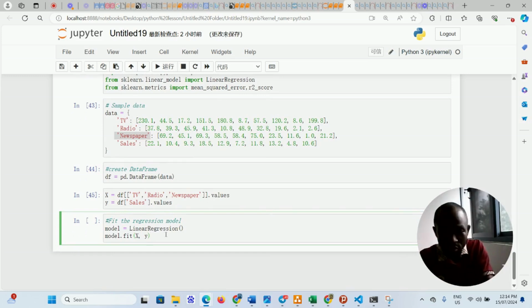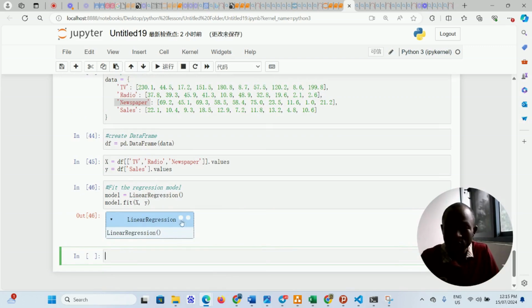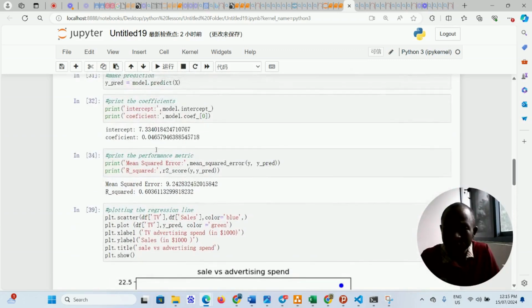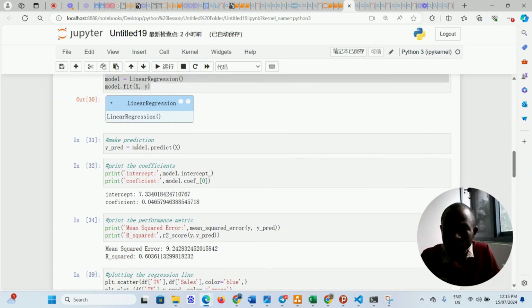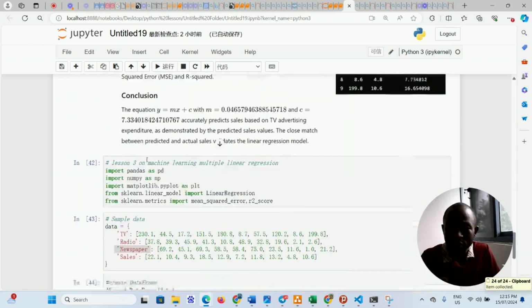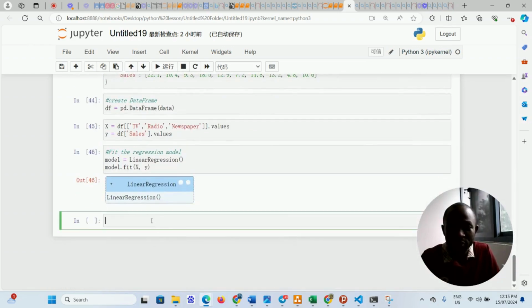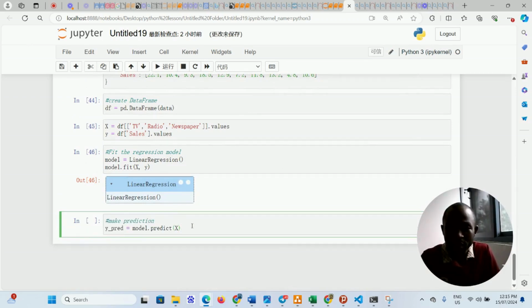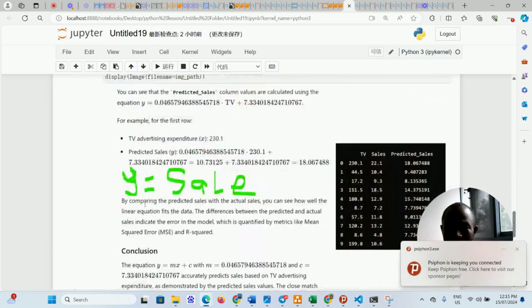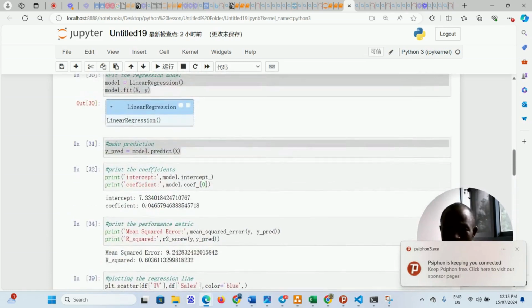So what is linear regression? Now what next? Look at it again. After fitting the regression, we have to make the prediction. Make the prediction on x. Are we together? We are making predictions on x. y_predict equals model.predict(x). Are we there?